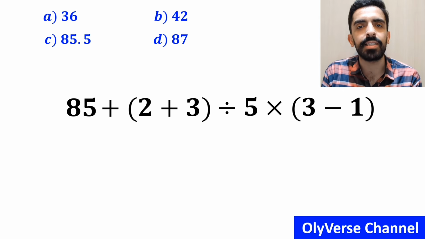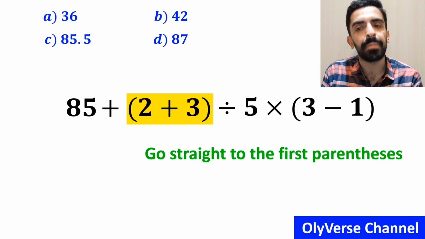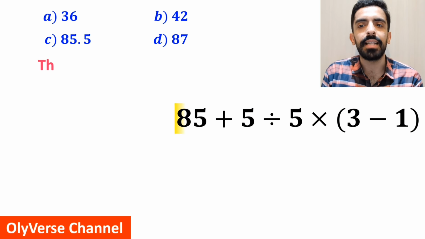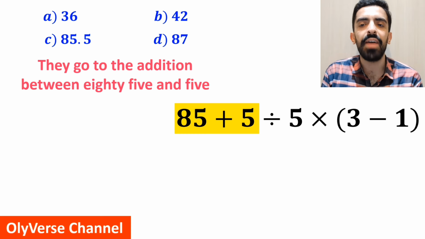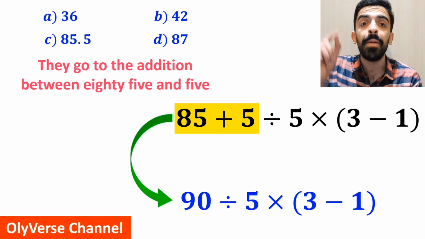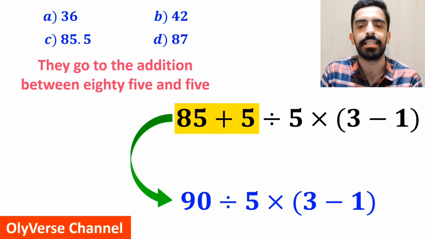Many people, when solving this question, go straight to the first parenthesis and simplify this expression to 85 + 5 ÷ 5 × (3 - 1). In the next step, they go to the addition between 85 and 5 and simplify this expression to 90 ÷ 5 × (3 - 1).